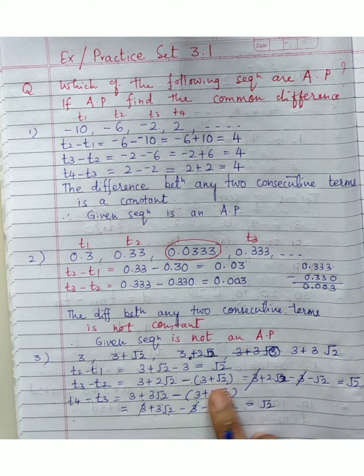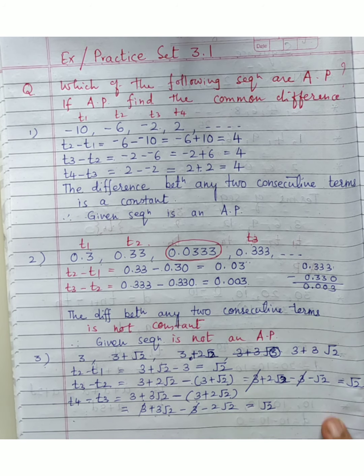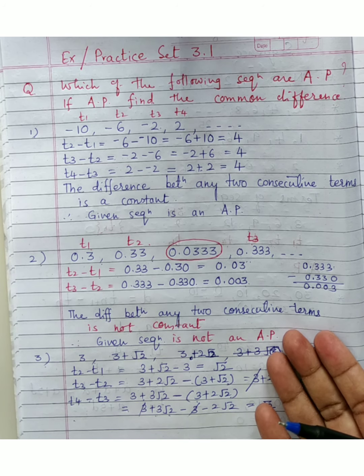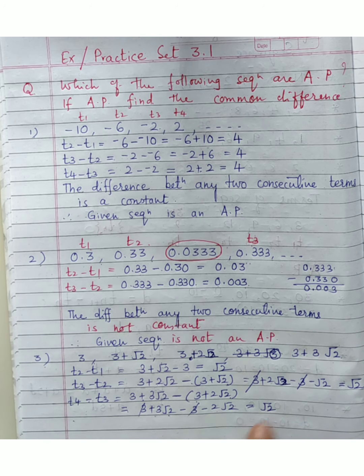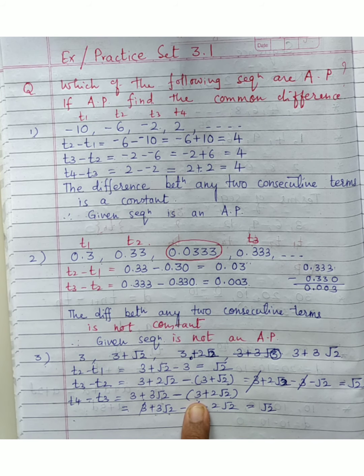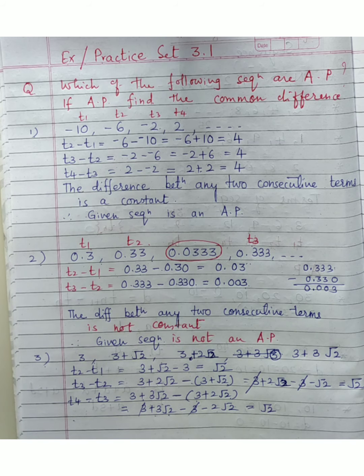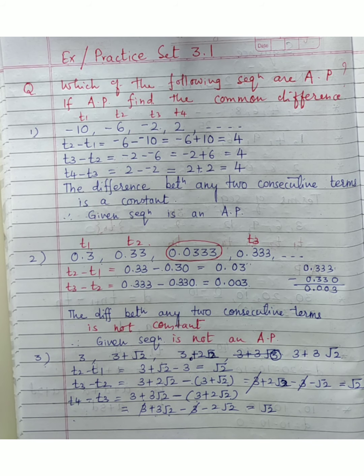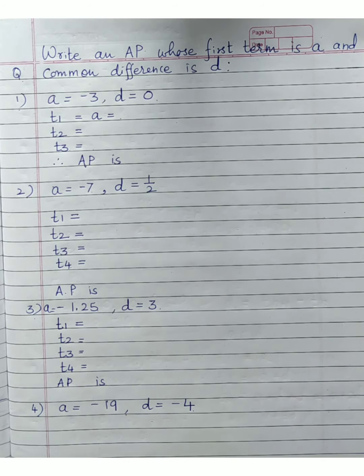What do you observe here? The difference between any two consecutive terms, or the common difference as you can also write, is a constant here, root 2. Therefore the given sequence is an AP. Please write that yourself and solve the remaining sub-questions of this question.